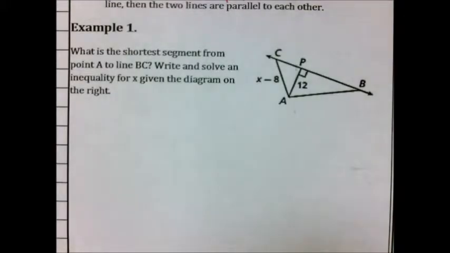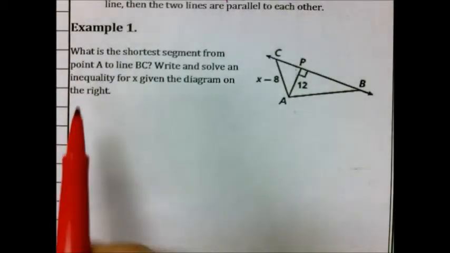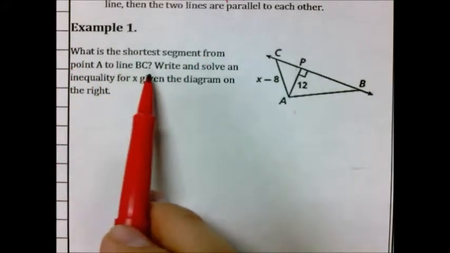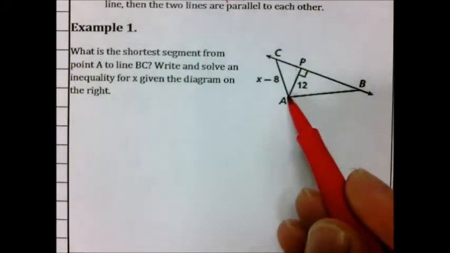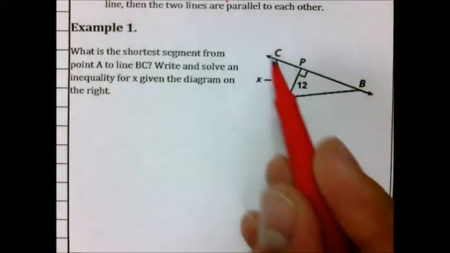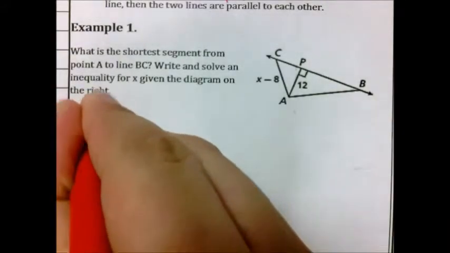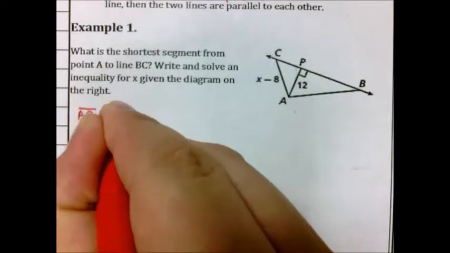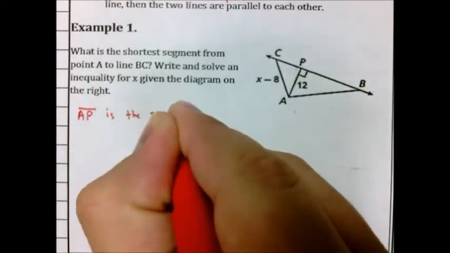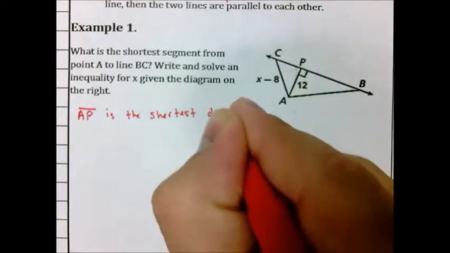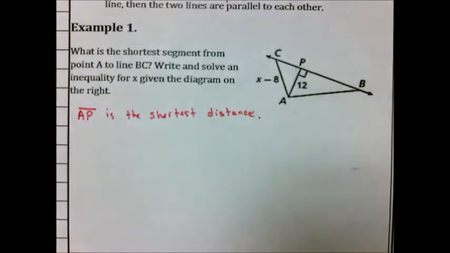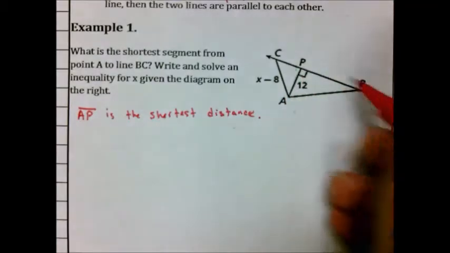Example 1 says, what is the shortest segment from point A to line BC? And then it says, write and solve an inequality for x given the diagram on the right. Okay, so let's first take a look at this first question. It says, what is the shortest segment from point A to line BC? And we know the shortest distance from a point to a line, this is BC here, the shortest distance is the one that is perpendicular to it. So that would be line AP is the shortest distance. And that's because, again, line AP is perpendicular to line BC.